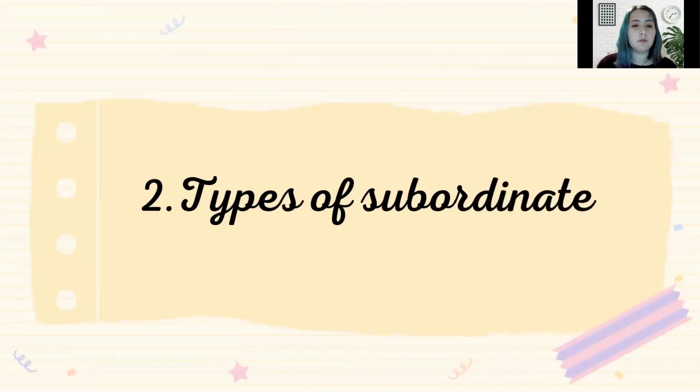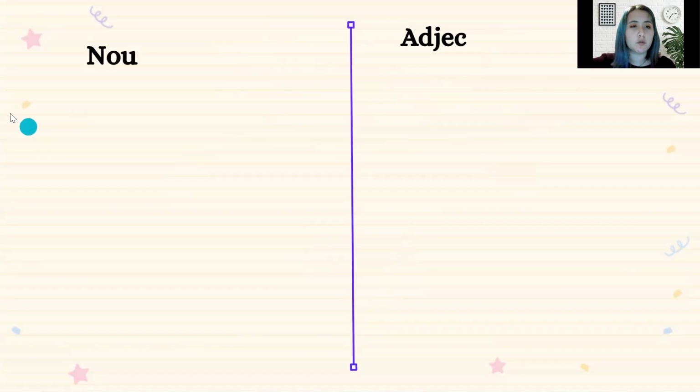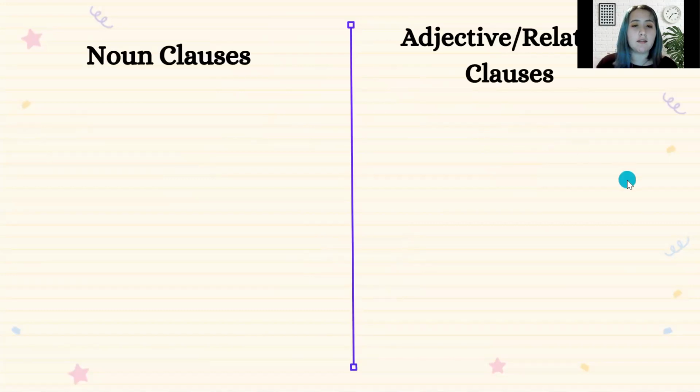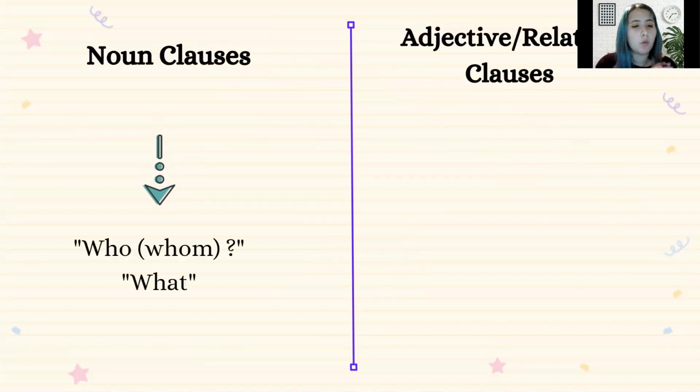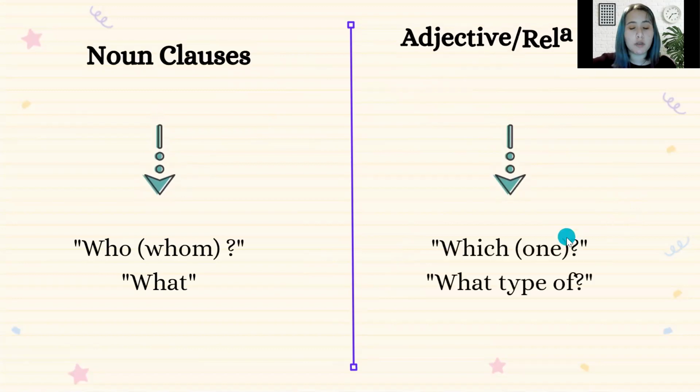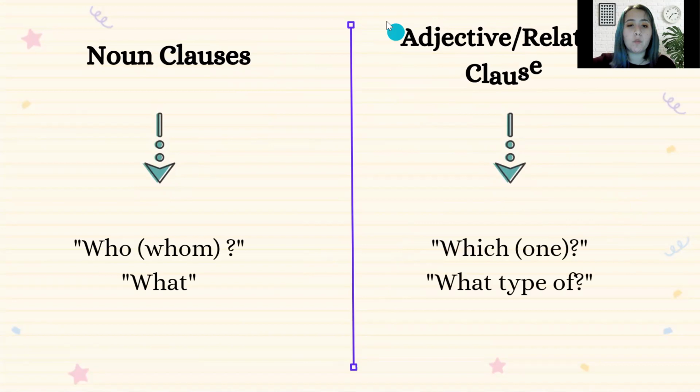So now we will talk about the types of subordinate clauses. We are going to focus on two: noun clauses and relative clauses. If you have already identified the subordinate clause, you can ask questions. If this clause answers the question who or what, we are facing a noun clause. But if the subordinate clause answers the question which or what type of, we are facing a relative clause.